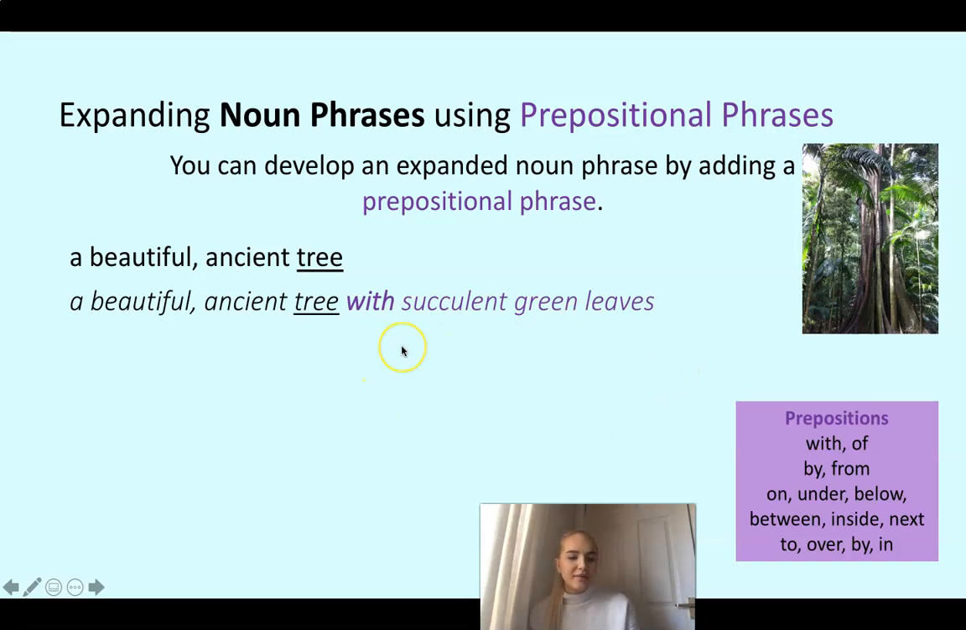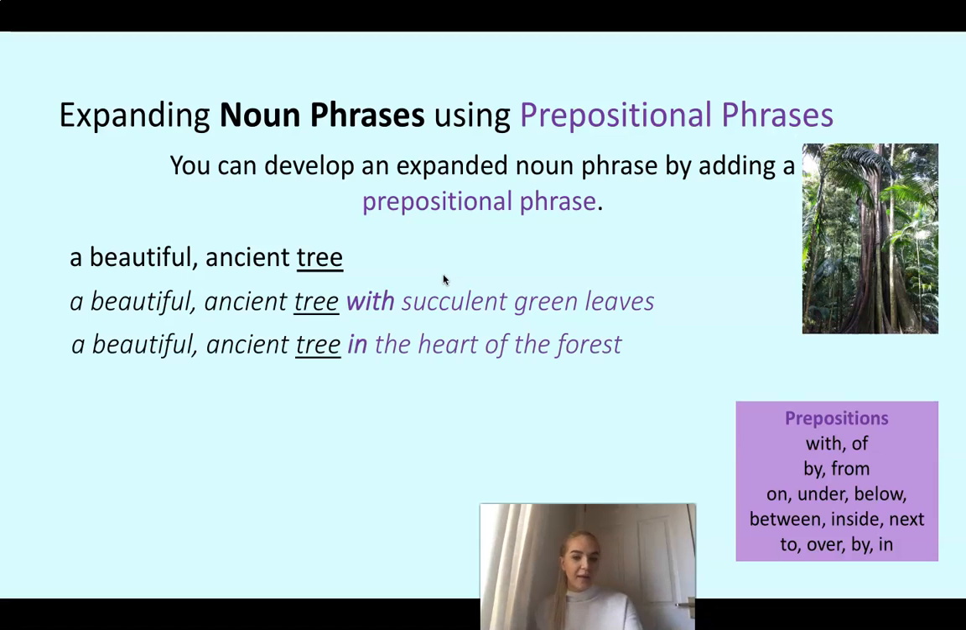Now, my preposition here is with, and then my phrase is made by telling me what it is with. Now I can see my tree here does have green leaves, but they're not just green, they're succulent green leaves. So I've added actually another expanded noun phrase there too. But I've made a mistake here. What do I need to include in this prepositional phrase? That's right, I need to include my comma, don't I, between succulent and green. Well done for spotting my mistake there.